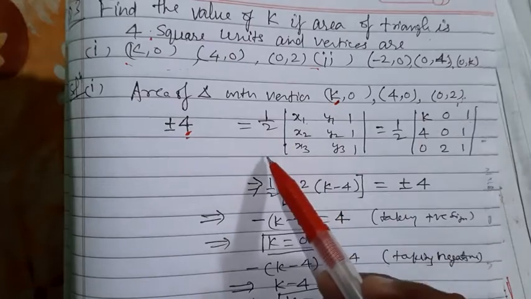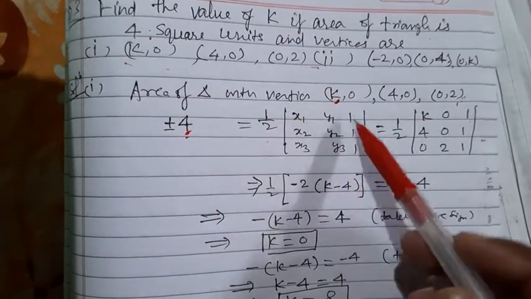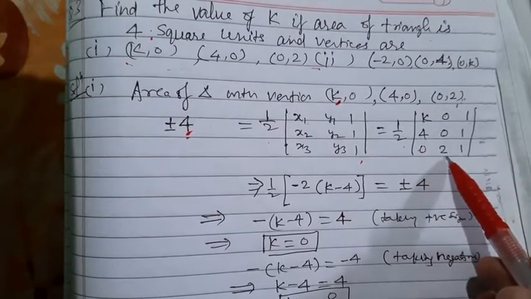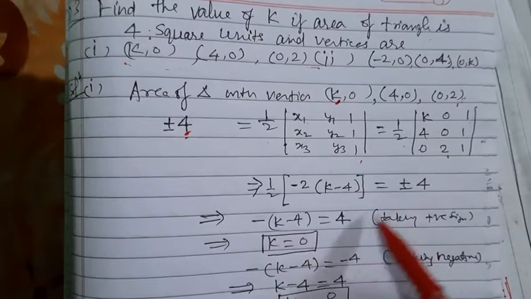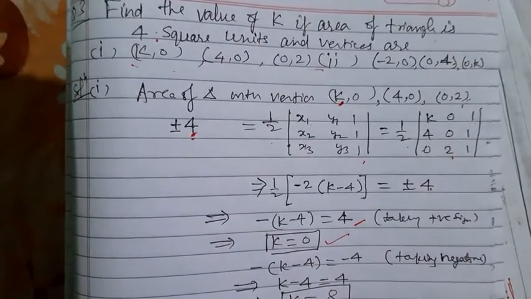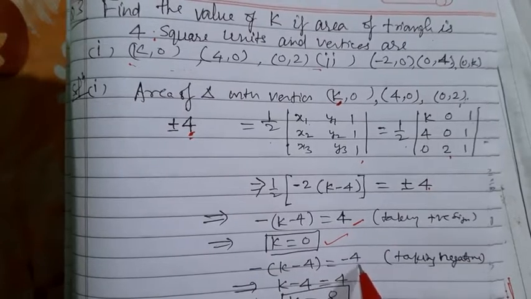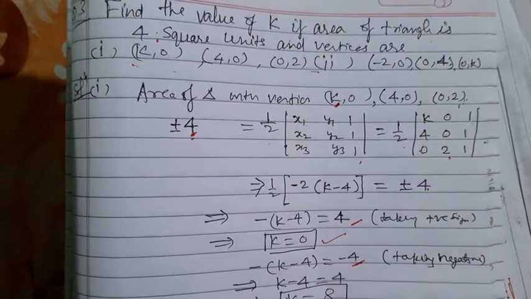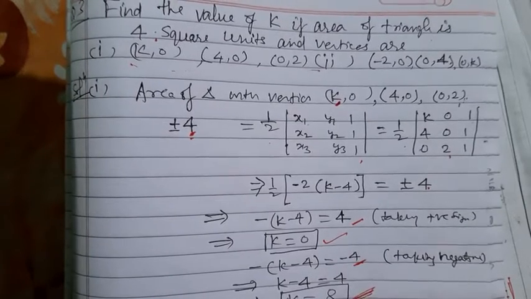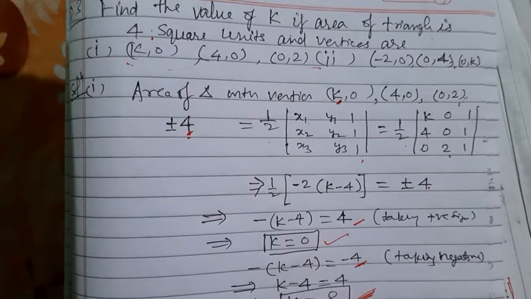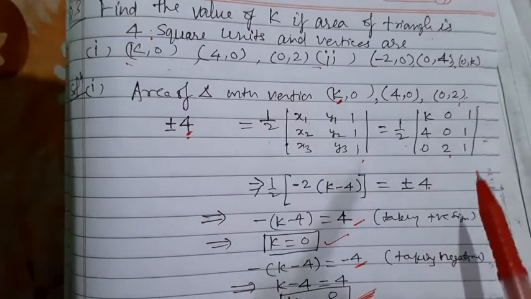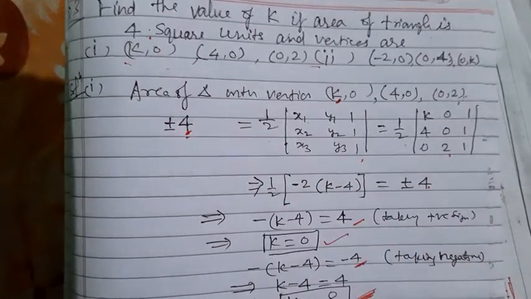So in this case you have to write 1 upon 2 in the same formula and put the values of x1 y1, x2 y2 and x3 y3. If you simplify by taking the positive value 4, then you get k is equal to 0, and if you take the negative sign, then you get k is equal to 8. So k is equal to 8 and k is equal to 0 are the two answers for which the area of the triangle is equal to 4 square units.